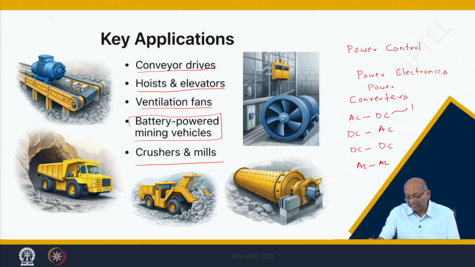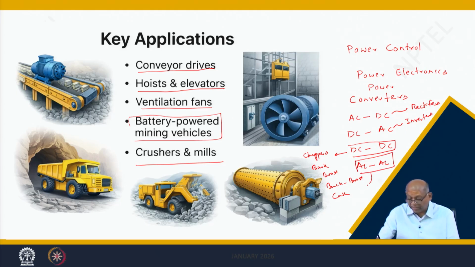AC to DC is known as rectifiers. DC to AC is known as inverters. DC to DC converters are sometimes known as choppers, or they are also known as buck converters, boost converters, buck-boost converters, sometimes Cuk converters. So, these are different converters for DC to DC. AC to AC is generally very rarely used, and they are known as cycloconverters.